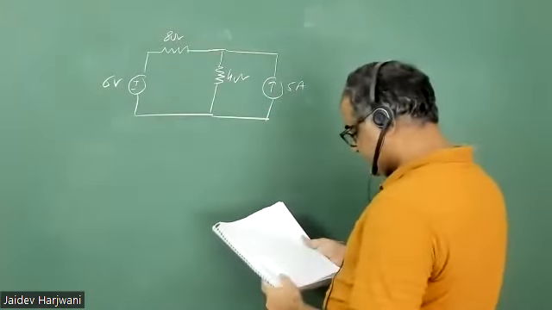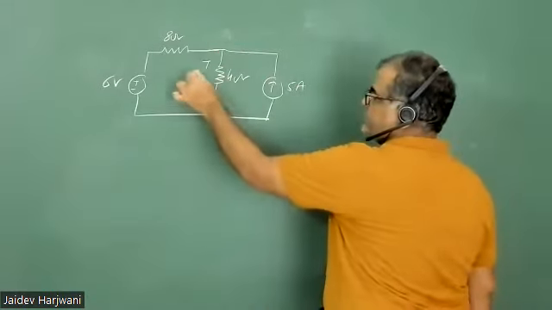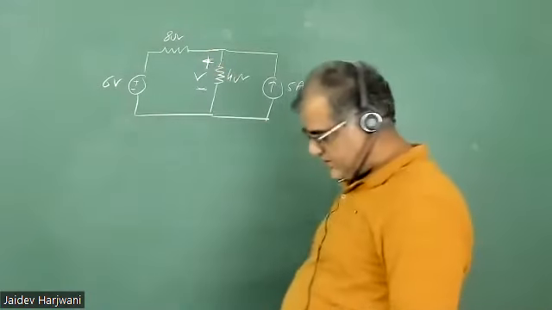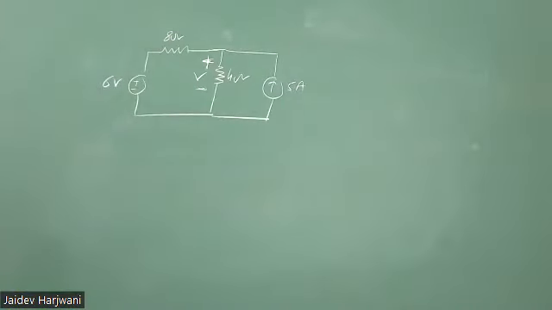So find the voltage. Let's do it quickly. Find the voltage across this one using the superposition principle. Find V. Tell me, I'm not solving. You solve and tell me how much is coming.